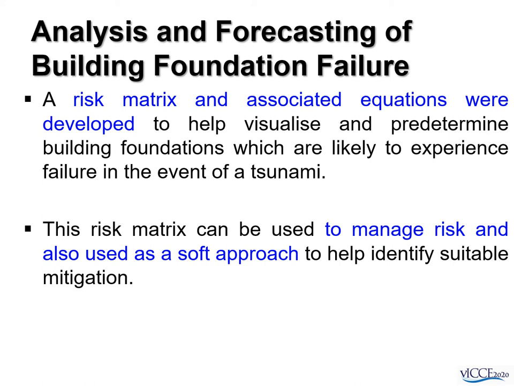This risk matrix can be used to manage risk and also used as a soft approach to help identify suitable mitigation. Data indicates that during a tsunami event, a variety of foundations are affected. However, shallow foundations experience major failure. Buildings with a range of use, such as residential buildings, hotels, public buildings, industrial facilities, and critical infrastructure, can be affected by a tsunami event and subsequent tsunami-induced scour and then foundation failure. Hence, it is imperative to classify the risk of buildings using a risk matrix such as the one proposed, to assist in potential identification and mitigation of high-risk buildings.